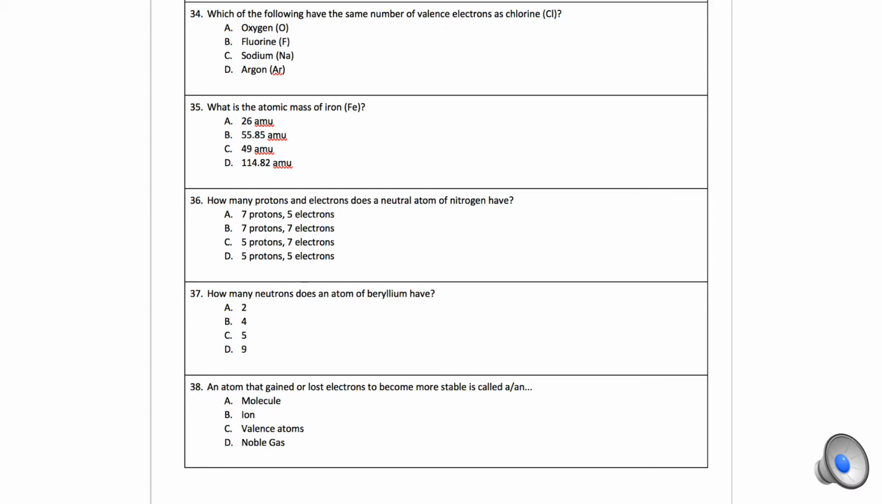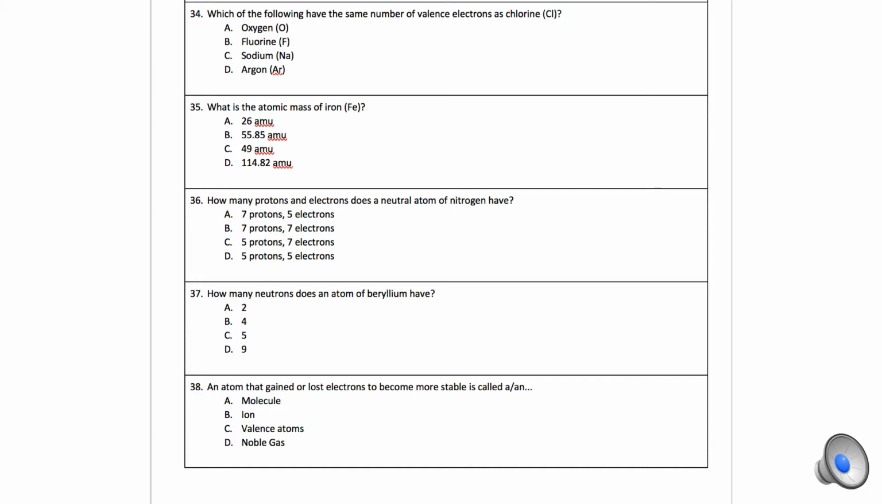Number 35. What is the atomic mass of iron, Fe? A, 26 AMU, B, 55.85 AMU, C, 49 AMU, or D, 114.82 AMU. Number 36. How many protons and electrons does a neutral atom of nitrogen have?